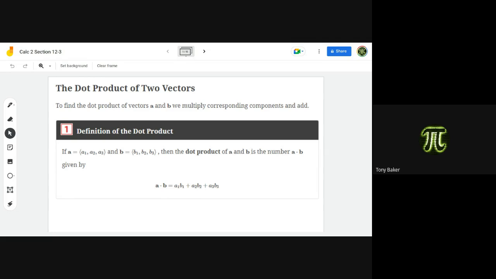So you're going to multiply the first terms, multiply the second terms, multiply the third terms, and then add them together. In essence, that's how you find the dot product. So it's not a very complicated process to do. So let's look at these, and then we'll start looking at some of the other stuff and how we can actually use it.